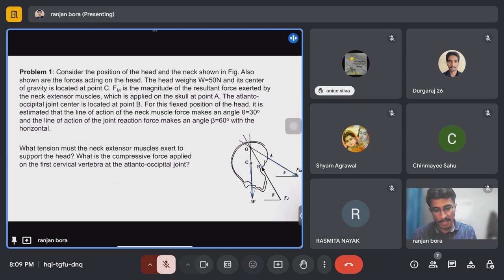For this flexed position of the head, it is estimated that the line of action of the neck muscle force makes an angle theta. This angle is given as 30 degree, and the line of action of the joint reaction force makes an angle beta equal to 60 degree with the horizontal. So this is 60 and this is 30. What tension must the neck extensor muscles exert to support the head? What is it asking? It is asking this force Fm. And what is the compressive force applied on the first cervical vertebra at the atlanto-occipital joint? It is asking this force Fj.